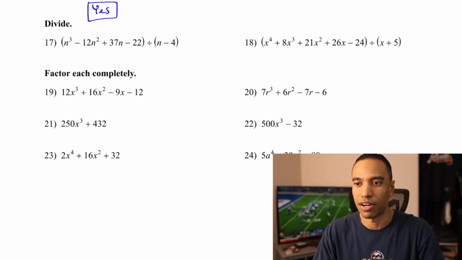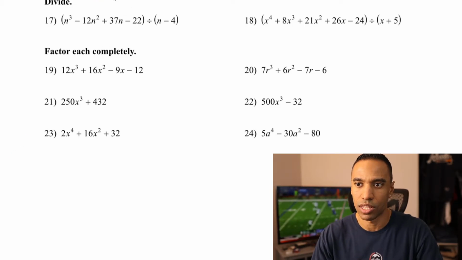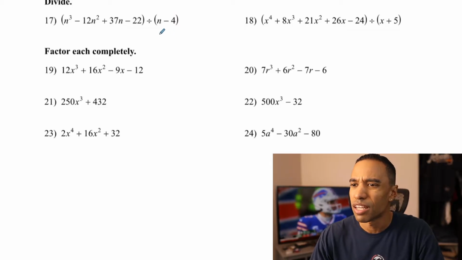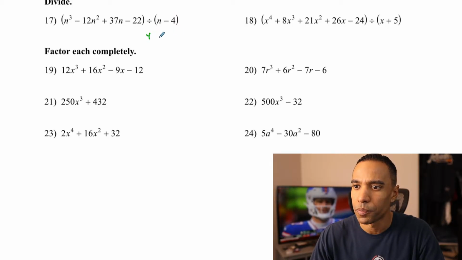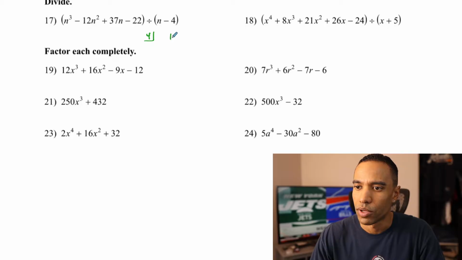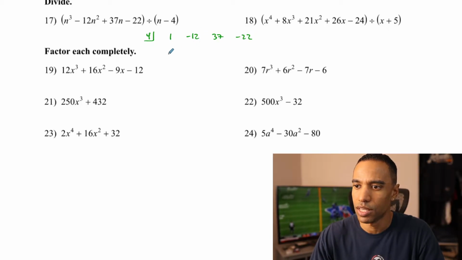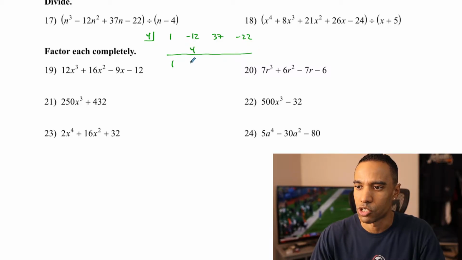All right, divide here. It's more of the same, and I'm going to use synthetic here with the little room that I have. I guess I could do it down below, unless I can fit it. Let's try it. 4 is a root. I got 1n cubed minus 12n squared plus 37n minus 22. Yeah, I can fit this. All right, check out the speed here.